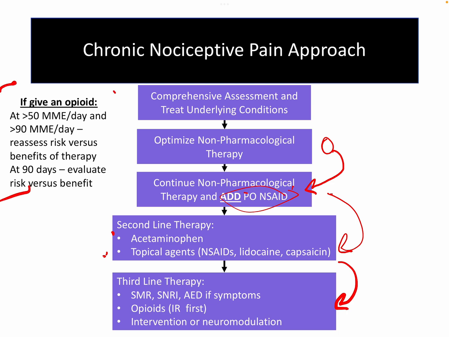Please note that if you do give an opioid, try to have it at less than 50 morphine milliequivalents per day. And if it does get to greater than 90 morphine milliequivalents a day, you probably need to evaluate the risk versus benefits. Additionally, if they're over 90 days on opioids, you also should evaluate the risk versus benefit.